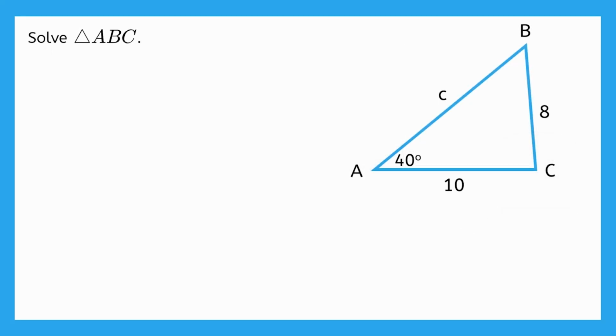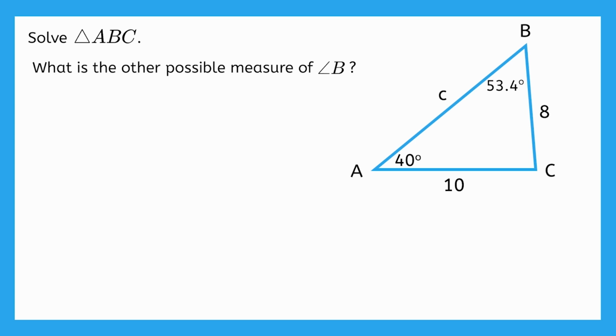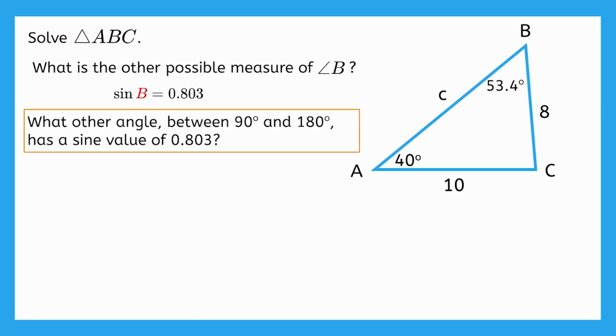So far, I already know angle B can equal 53.4 degrees. Now, what is the other possible measure of angle B? Well, let's go back to the step from right before I did the inverse sine. I have the equation sine of B equals 0.803. What other angle between 90 and 180 has a sine value of 0.803?